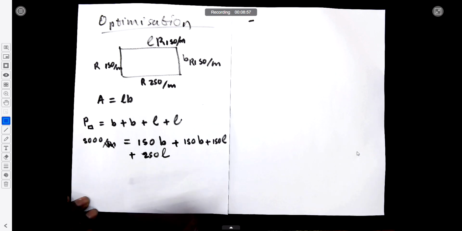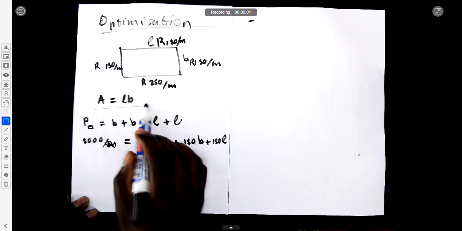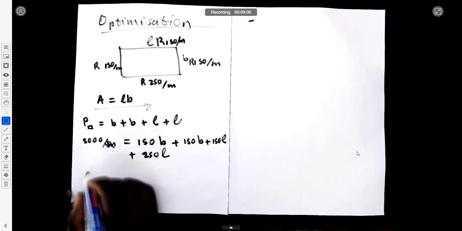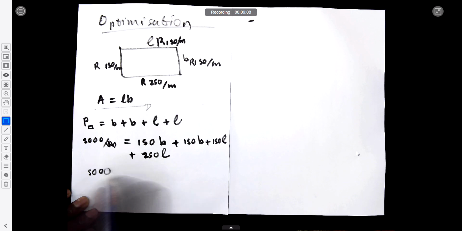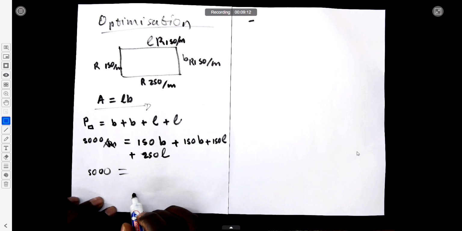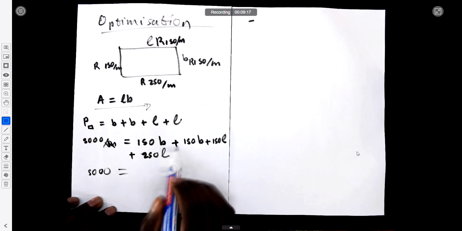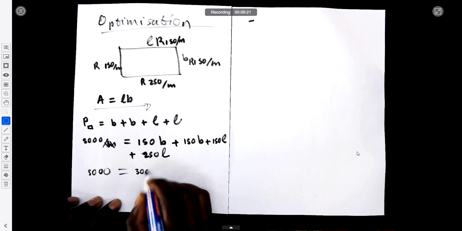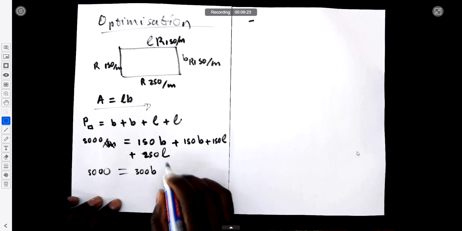Okay, so I want to try and work out and have at least one variable. We want to try and maximize the area. We need to maximize the area when it has cost this much. So I'm going to say per meter it costs 5,000 rand, but let's try and add up like terms. So here is going to be 300, right? So it's 300. Let me say B.